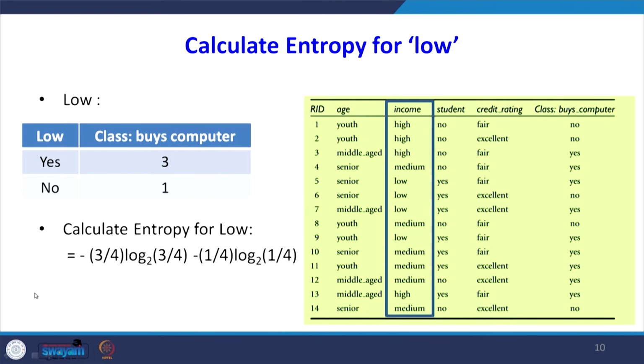Now, let us calculate the entropy for level low. In level low, how many have answered yes to buying a computer? When it is low, there is 1, then 2, then 3. So we got 3. How many people answered no when the level is low? It is only 1. So, the entropy is minus 3 by 4 log 3 by 4 to the base 2 minus 1 by 4 log 1 by 4 to the base 2.